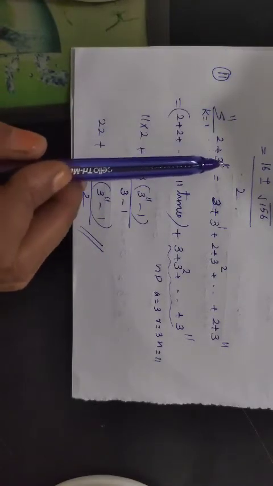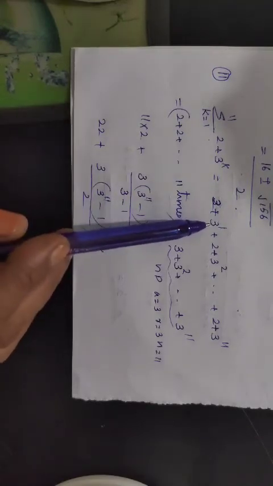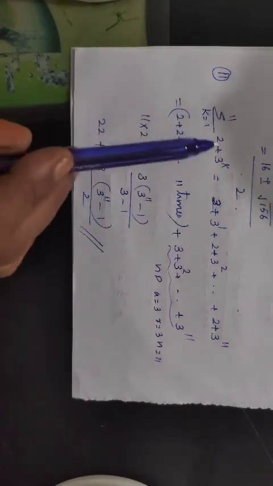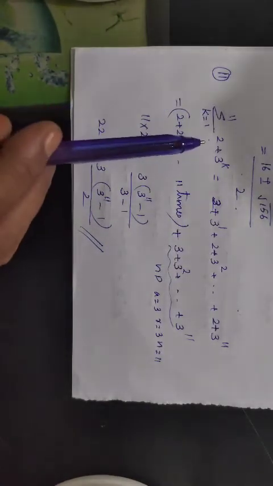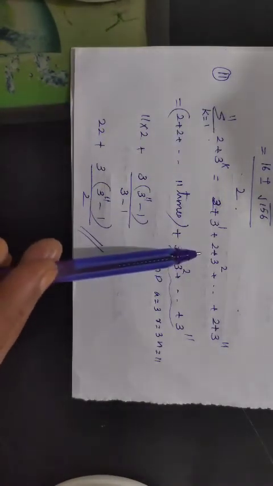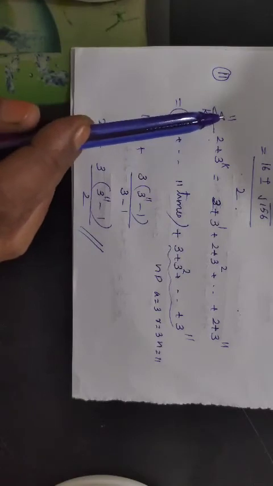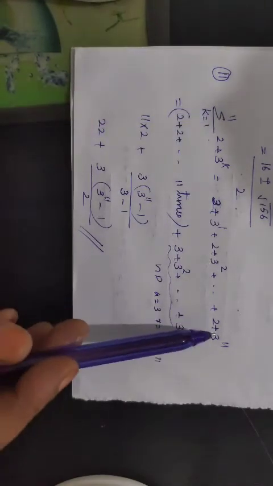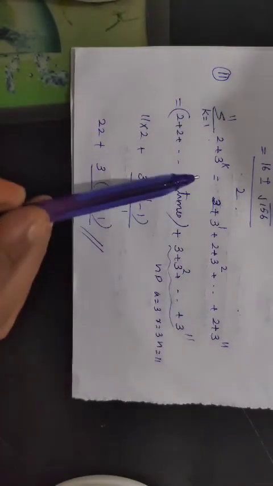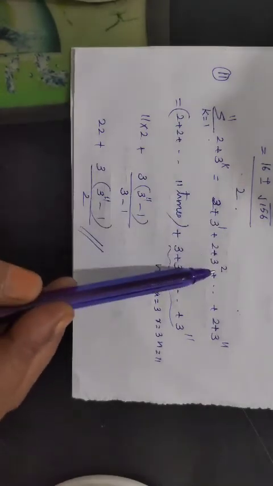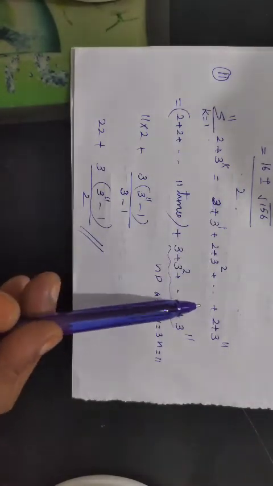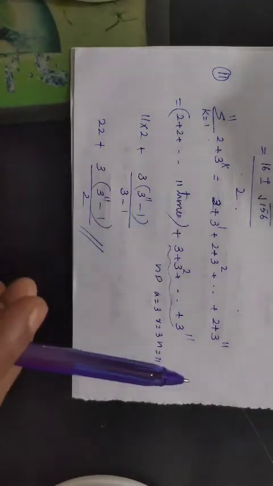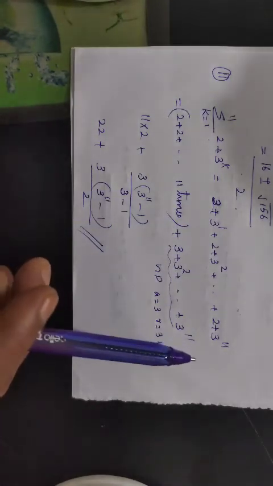First, when k is equal to 1, the term is 2 plus 3 raised to 1. K equal to 2, 2 plus 3 square. K equal to 3, 2 plus 3 cube, etc. The last term by substituting k equal to 11, 2 plus 3 raised to 11. See, the terms 2 plus 3, 5. 2 plus 3 square is 9 plus 2, 11. The next term is 2 plus 3 cube, 29. Okay, which is not an AP, not a GP. That is a special sequence.